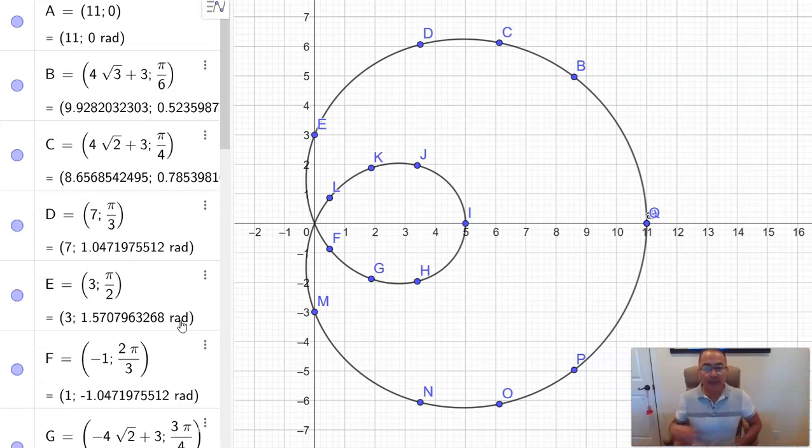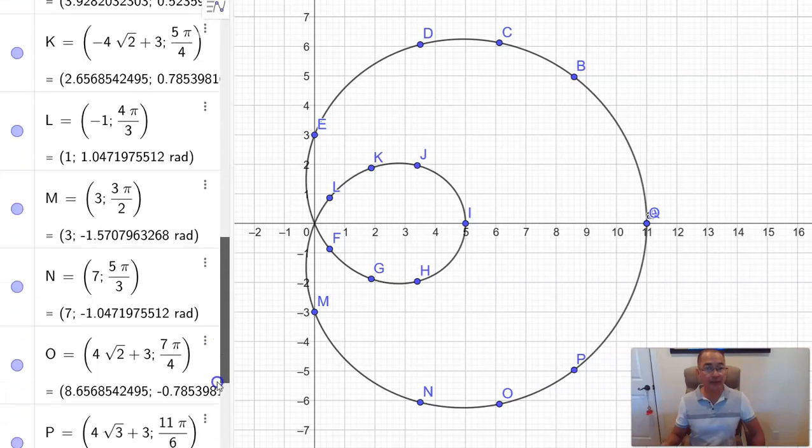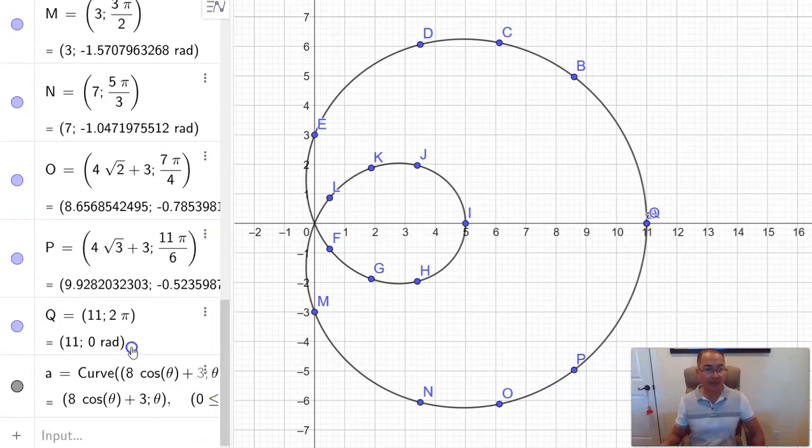So we plotted the points and we labeled them alphabetically. This is for 0, pi over 6, pi over 4, pi over 3, and so on. You just have to follow the alphabet: A, B, C, D, E, F. Remember that there's a point somewhere in between E and F where r is 0, and then G, H, I, J, K, L. Once again, to go from L to M, we have to cross the pole, and we'll review how to find those two points. M, N, O, P, Q, and A are exactly the same point. Let's scroll down, and there is point Q, 11 once again.